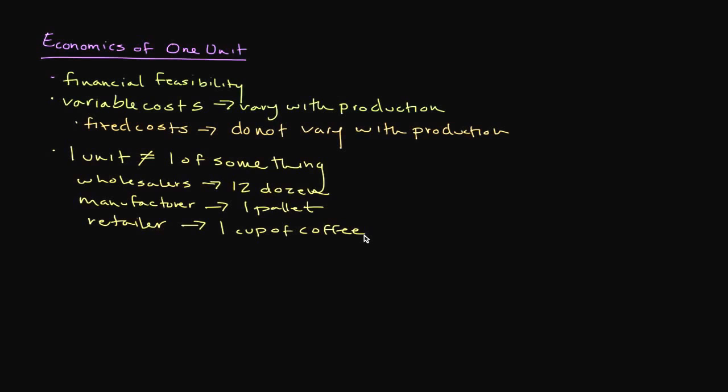And so if you're going to price your products based upon 1 unit being 12 dozen of something, then you want to consider costs associated with 12 dozen of something. You want to make sure that you're consistent. I hope that makes sense.